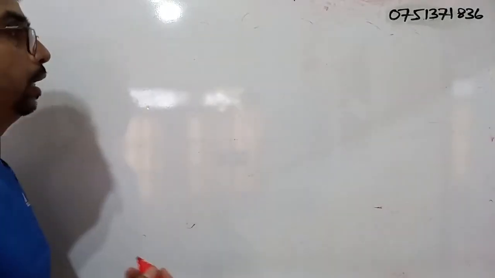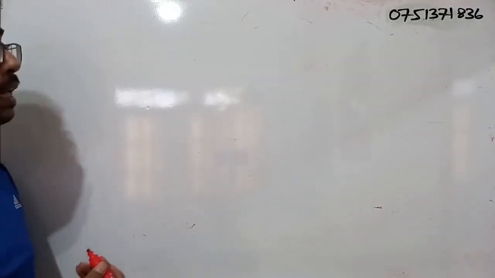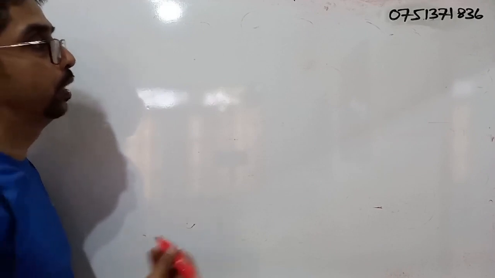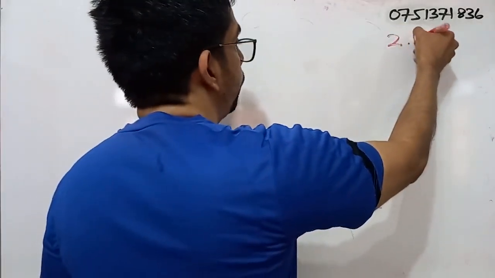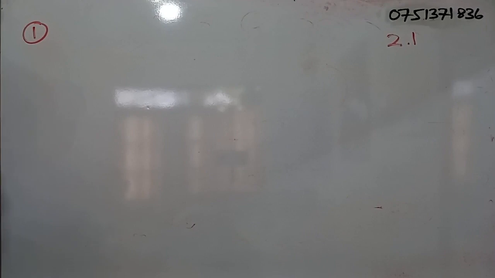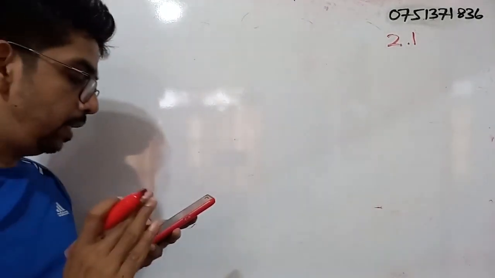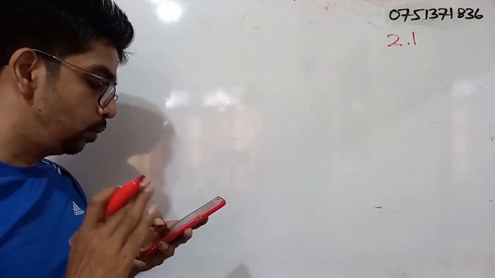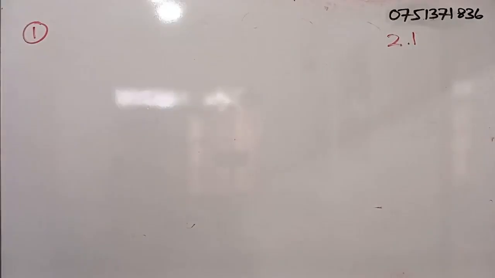Right. Grade 7, lesson number 2. Exercise 2.1. First question. Place a correct mark next to each of the expressions which clearly define a set and a cross mark next to those which do not clearly define a set.